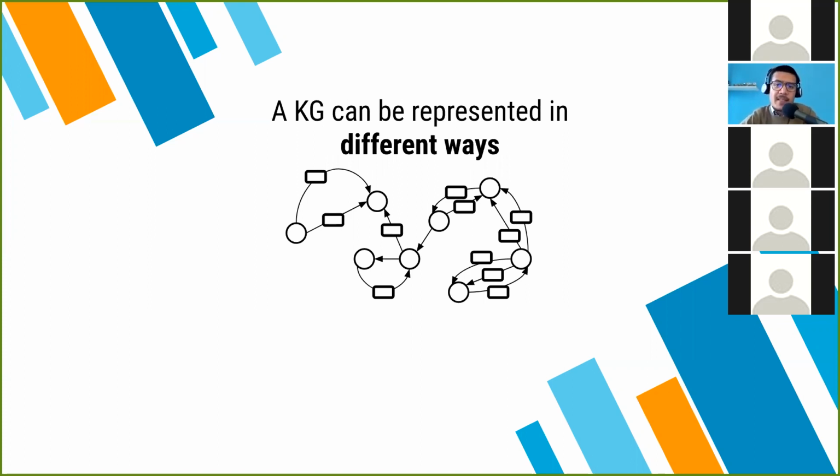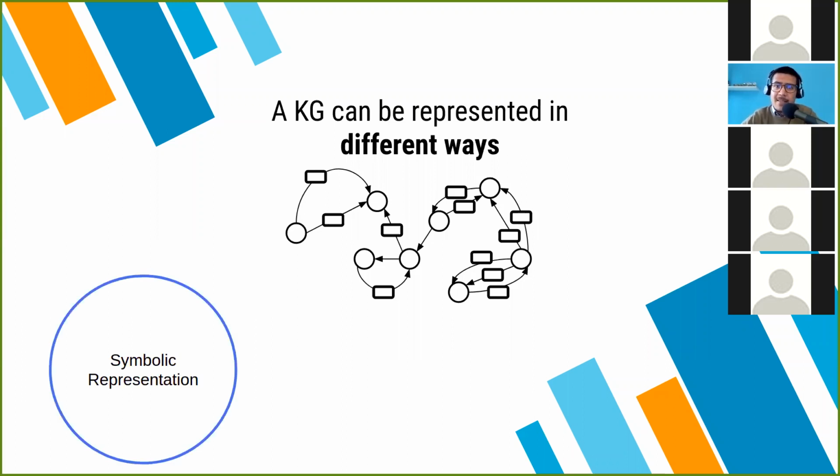The interesting thing is that this graph structure can be represented in different ways. We can represent this graph using a symbolic representation or using a vector representation. Maybe in your direct experience as data science students, you are more familiar with vectors and embeddings, but in this presentation, I will give you some details on both symbolic and vector representations.